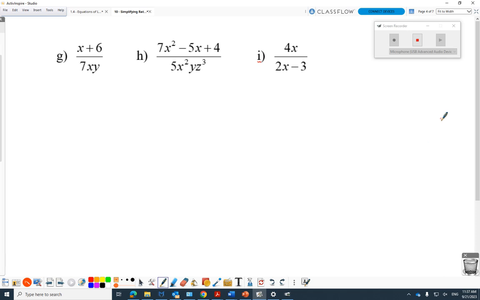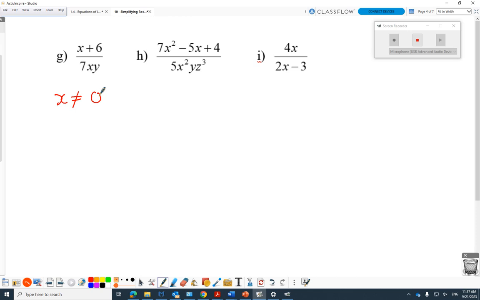x plus 6 over 7xy. This one, there's two restrictions. Can you see what the restrictions are? x can't be 0, what x value will make that denominator come out 0? Because if it's 7 times 0, I'll get 0, and then it doesn't matter what y is. But the same is also true for y.